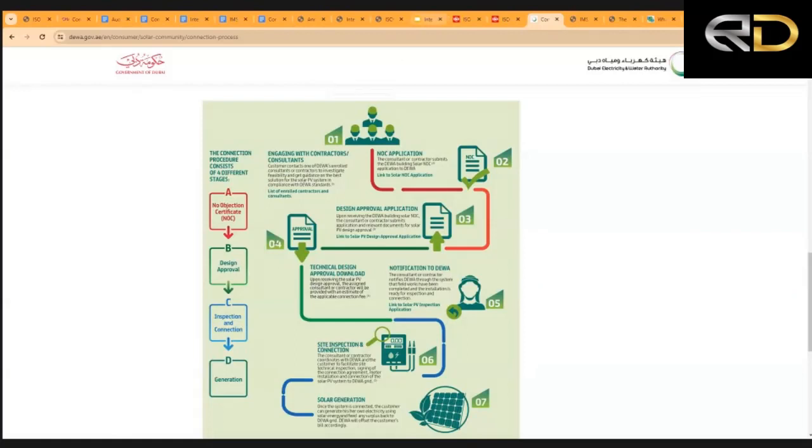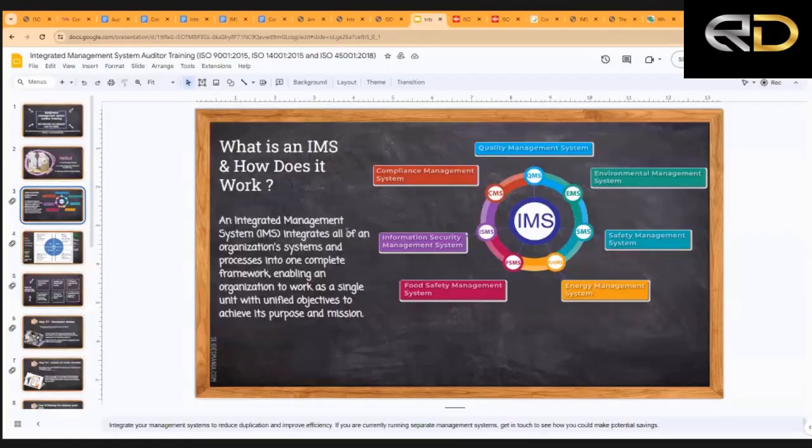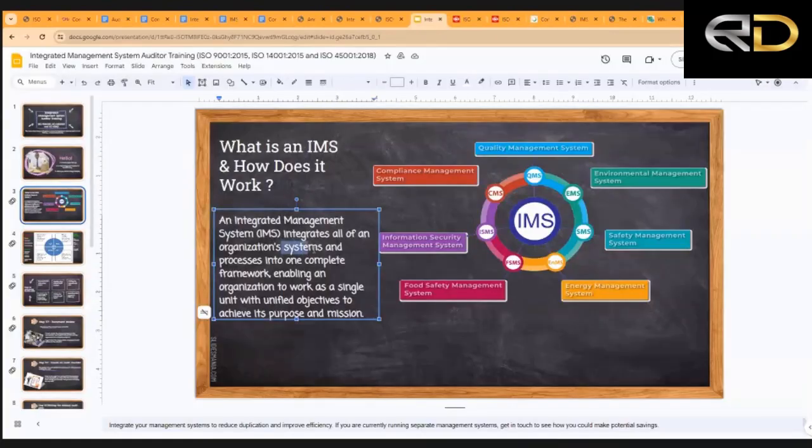So according to a definition, an integrated management system integrates all of your systems into one complete framework to enable your organization to work as a single unit with unified objectives. So the first part of the definition says you are going to integrate all of your organization systems and processes. What exactly are these systems and processes that you're talking about? When you say organization systems and processes, what exactly is being integrated?